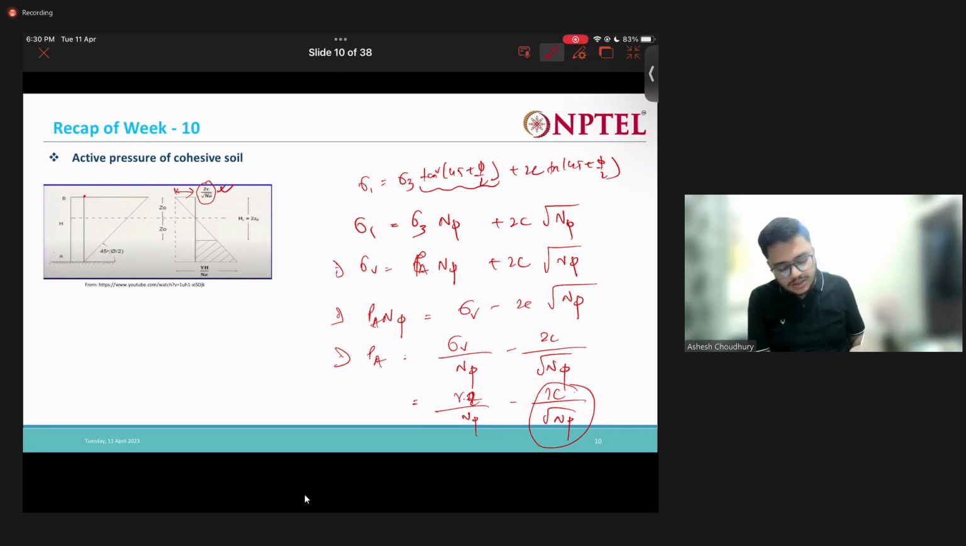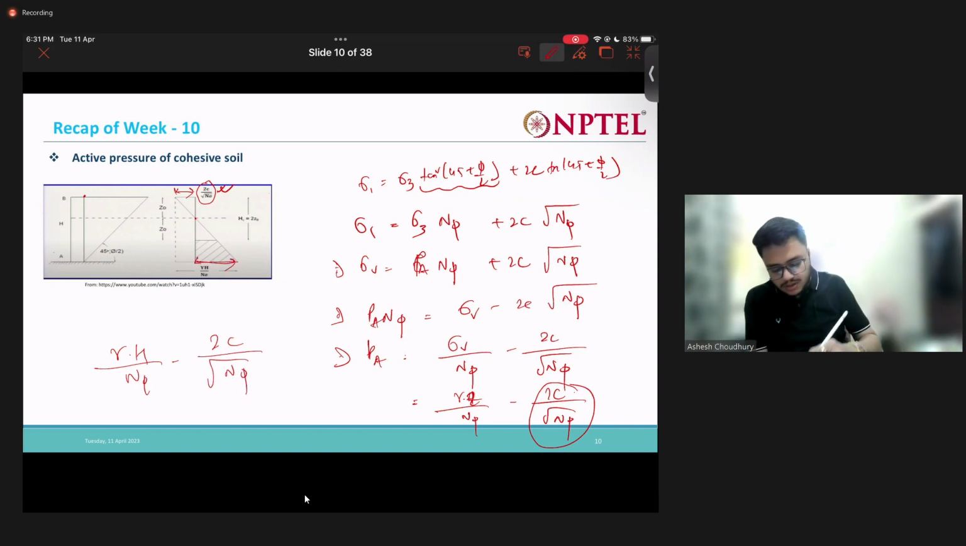Now as you keep on increasing z, a point will come when this stress, small pa, will be 0, and then if you keep on increasing you will get this point, which is gamma z by N phi minus 2C by root over N phi. So this is this area. Ultimately, this and this will cancel out, and if you find the area of this region, that will only give you the Pa.